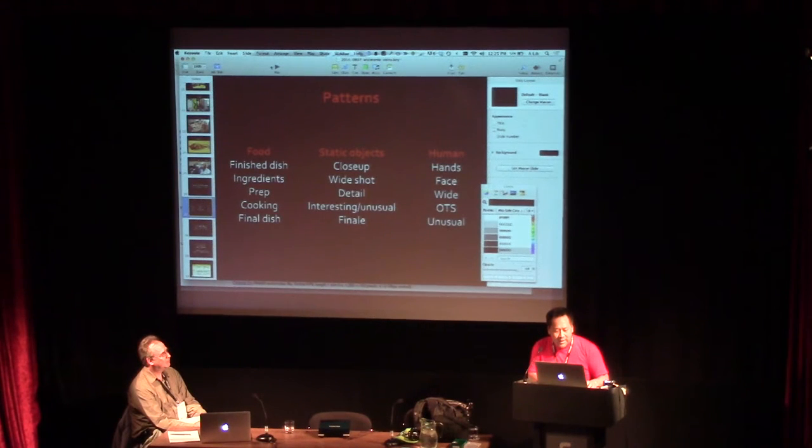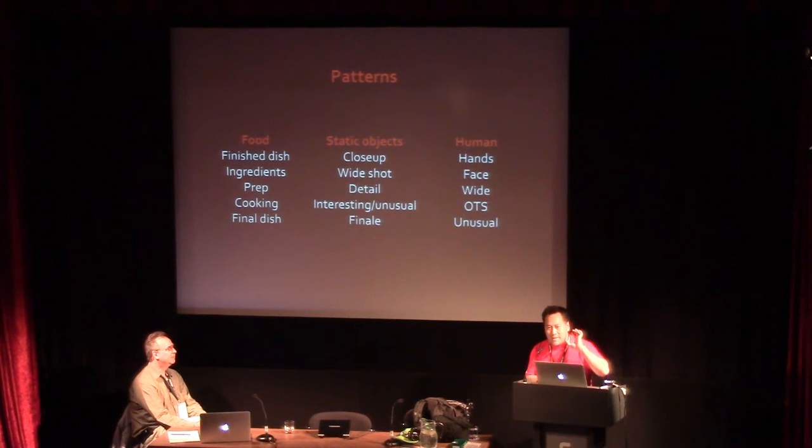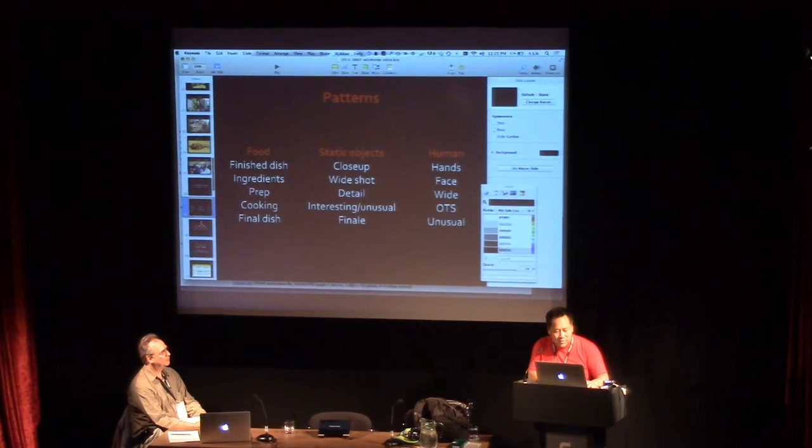And the reason why these experiments are important is because once people find patterns that work, you can actually post things that say, here's a pattern that we want for food, here's a pattern that we want for static objects, here's a pattern that'll help you shoot human subject matters. And this has been useful in training our students to say, here's at least some kind of basic template you can use in the field. But as you get more experience, you can go off of the script and start doing your own shooting that's more imaginative.